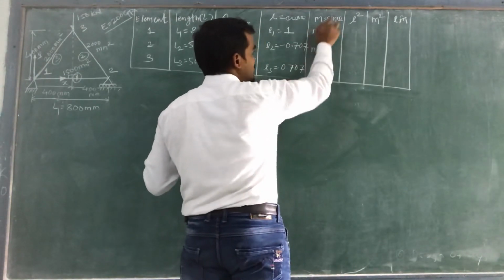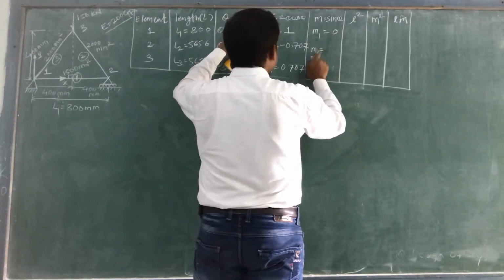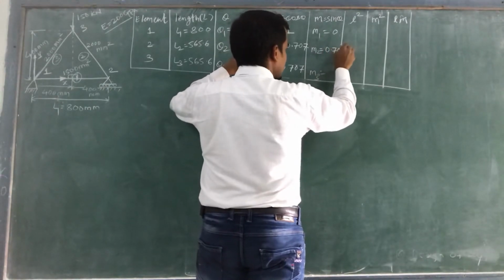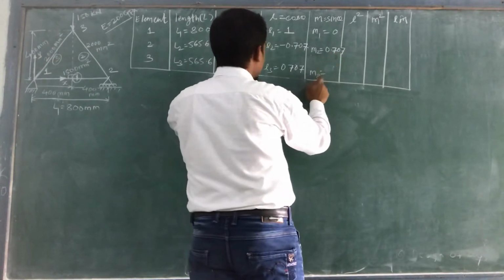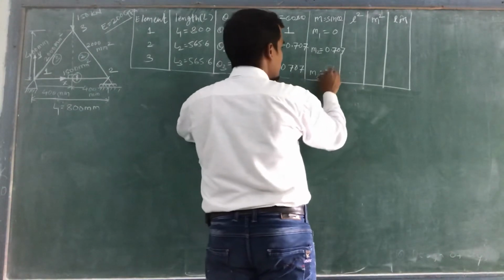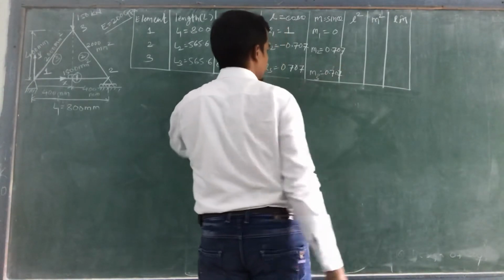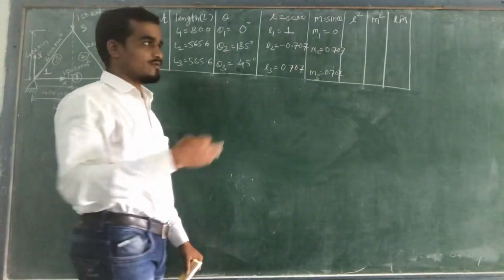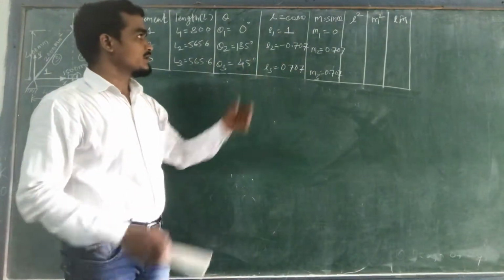Now m is nothing but sine theta. Sine 0 is 0. Sine 135 is 0.707. Then m3 is sine 45, which is 1 by root 2, which is 0.707. You need to find out all these values using your tables, sine theta, cos theta, sine 45, sine 135, and cross check all these values. Okay, then next is what?